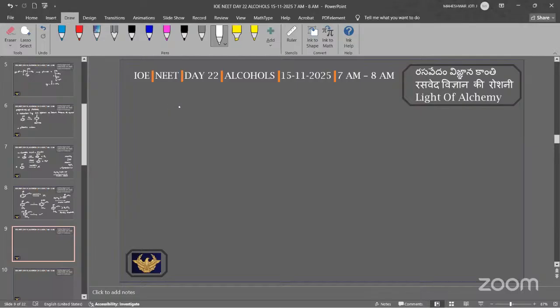Now, let us see alkylation reactions. In alcohols, we have studied alkylation with ROH groups. The same reactions we will discuss here with phenol. So, alkylation. See, first reaction.